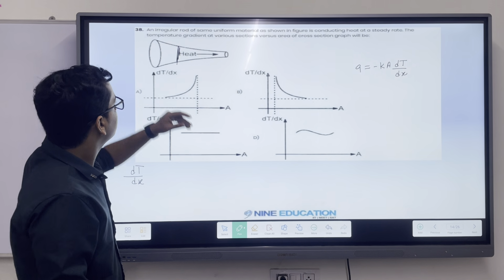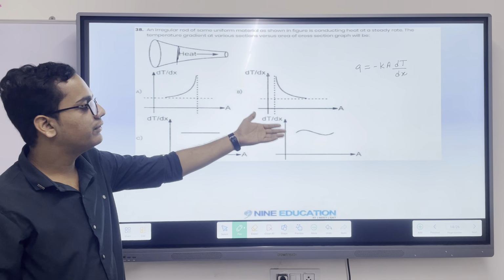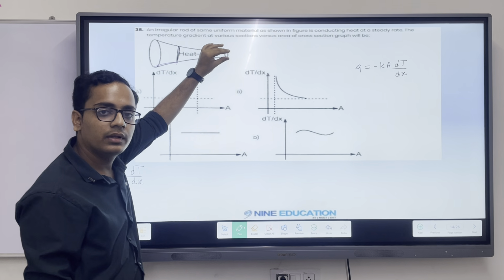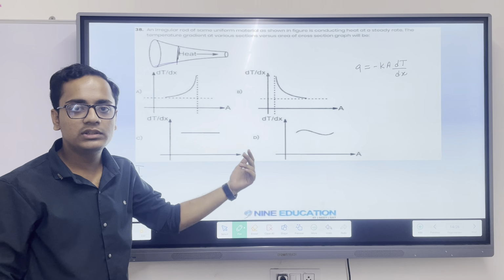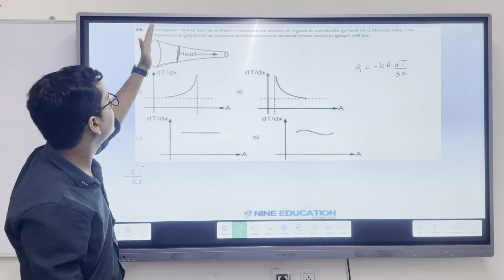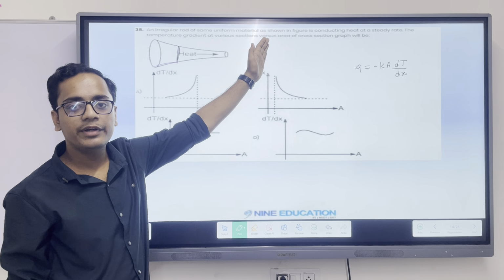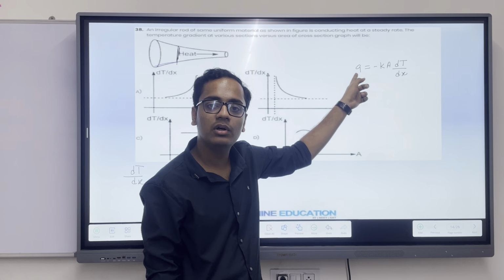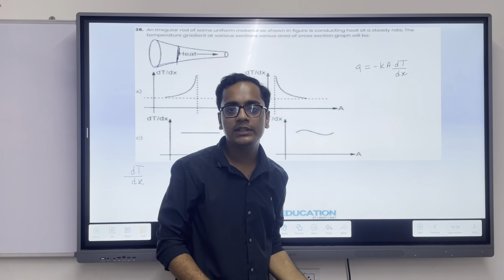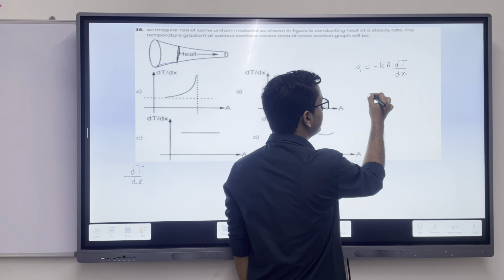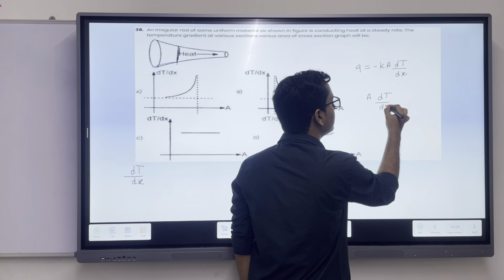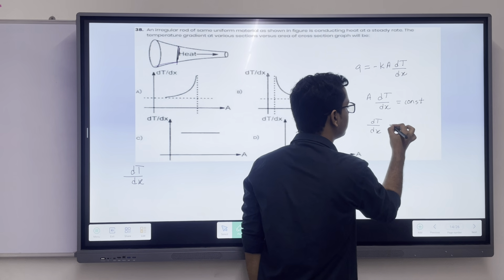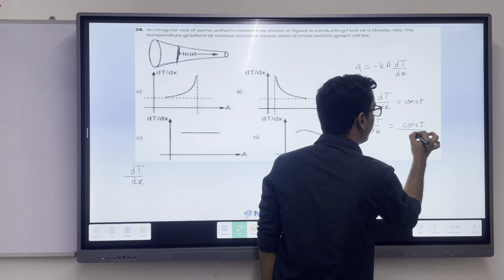So you can see this question is very easy if you understand one thing, that the heat flowing through this particular material is constant. There is no heat going out. So whatever heat is entering from this end, the same amount of heat is going out from the other end in 1 second. So Q is basically the heat flowing in 1 second. So Q is constant. K is obviously constant because it is made up of the same material. So I will say K into dT by dx is constant. Okay, so dT by dx is equal to some constant divided by area.